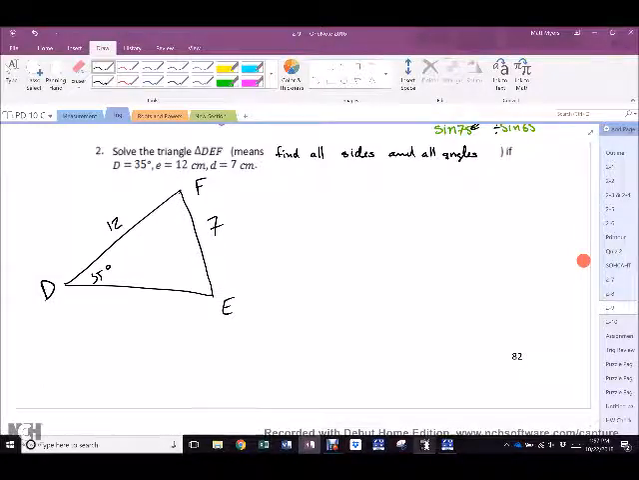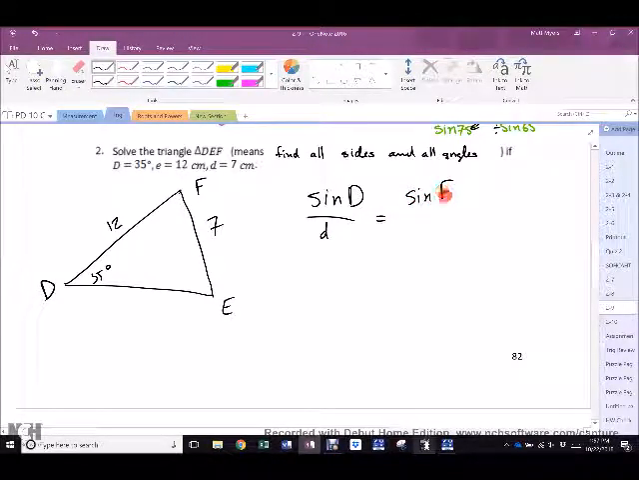Does it matter? Where will sine of D go with? Little d. Right? Now, could I put it down there if I wanted to? Sure I could, as long as I keep that order all the way through. What does that have to equal? Sine F over what? Little f. What does that have to equal? Sine E over what? Can you fill in some of those numbers?